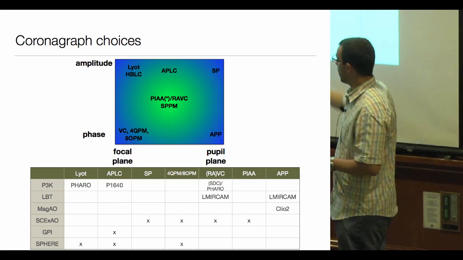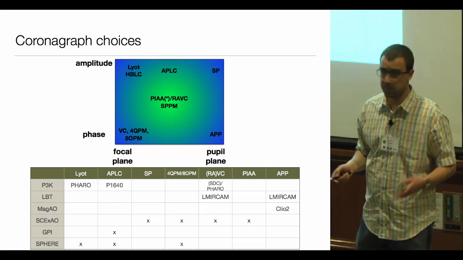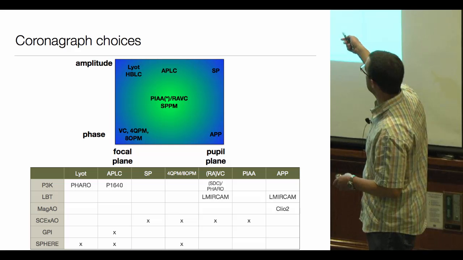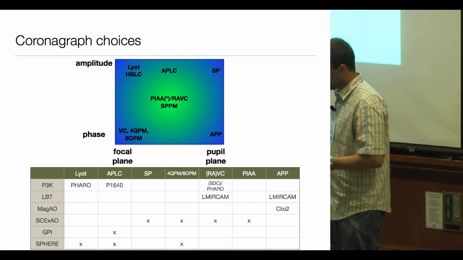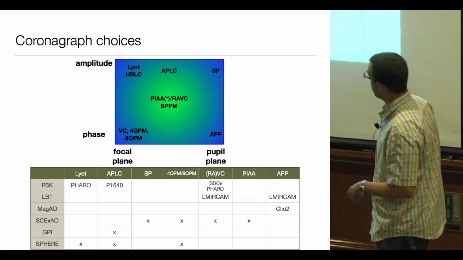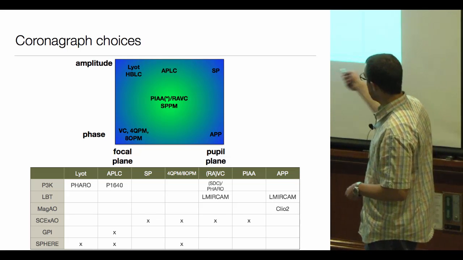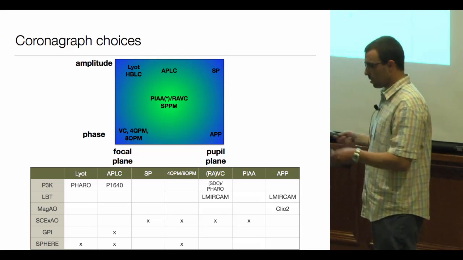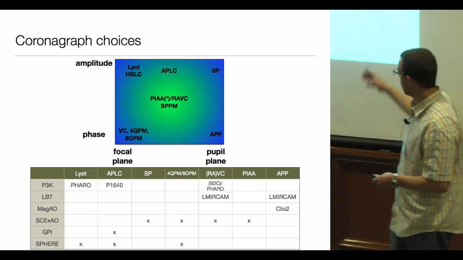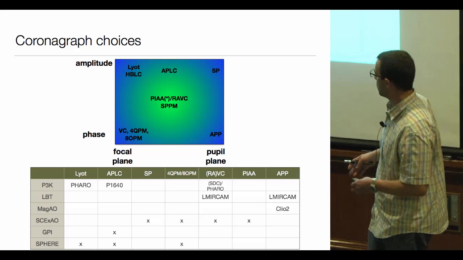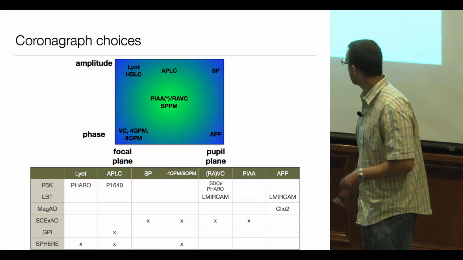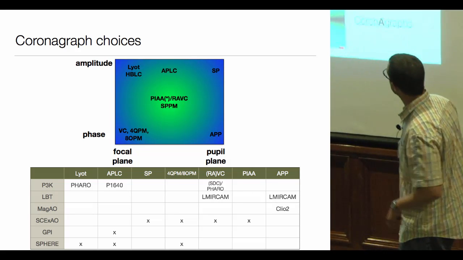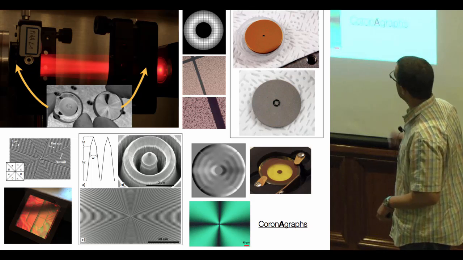You have the phase mask coronagraphs down here in the focal plane using phase only. You have the pupil plane with the apodizer, the shaped pupil, the apodized pupil plane. And in the middle, you have those hybrid solutions. You see that the next generation adaptive optics systems use a lot of combinations of different kinds of new coronagraph technology, which is great because we get to play with the nice toys.